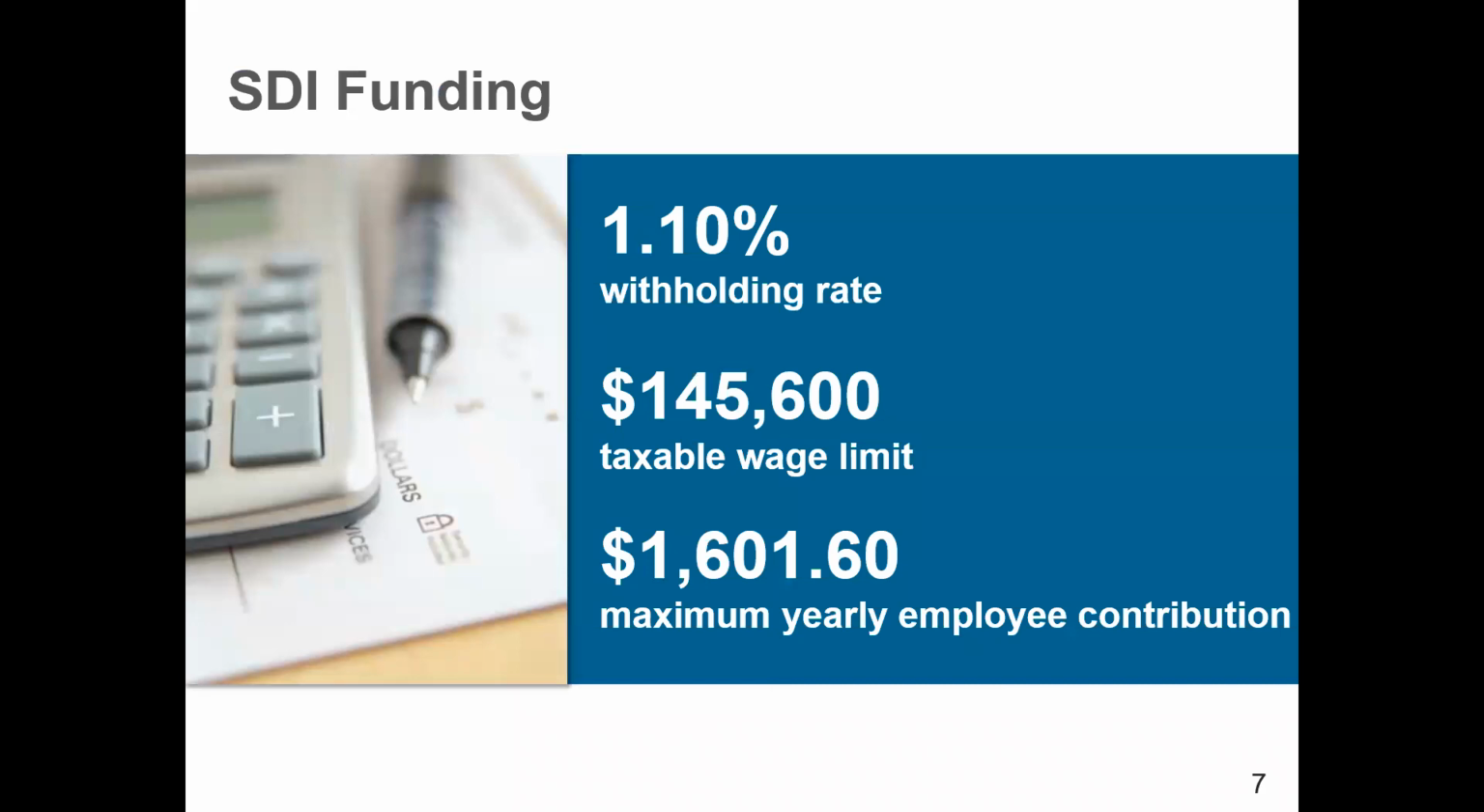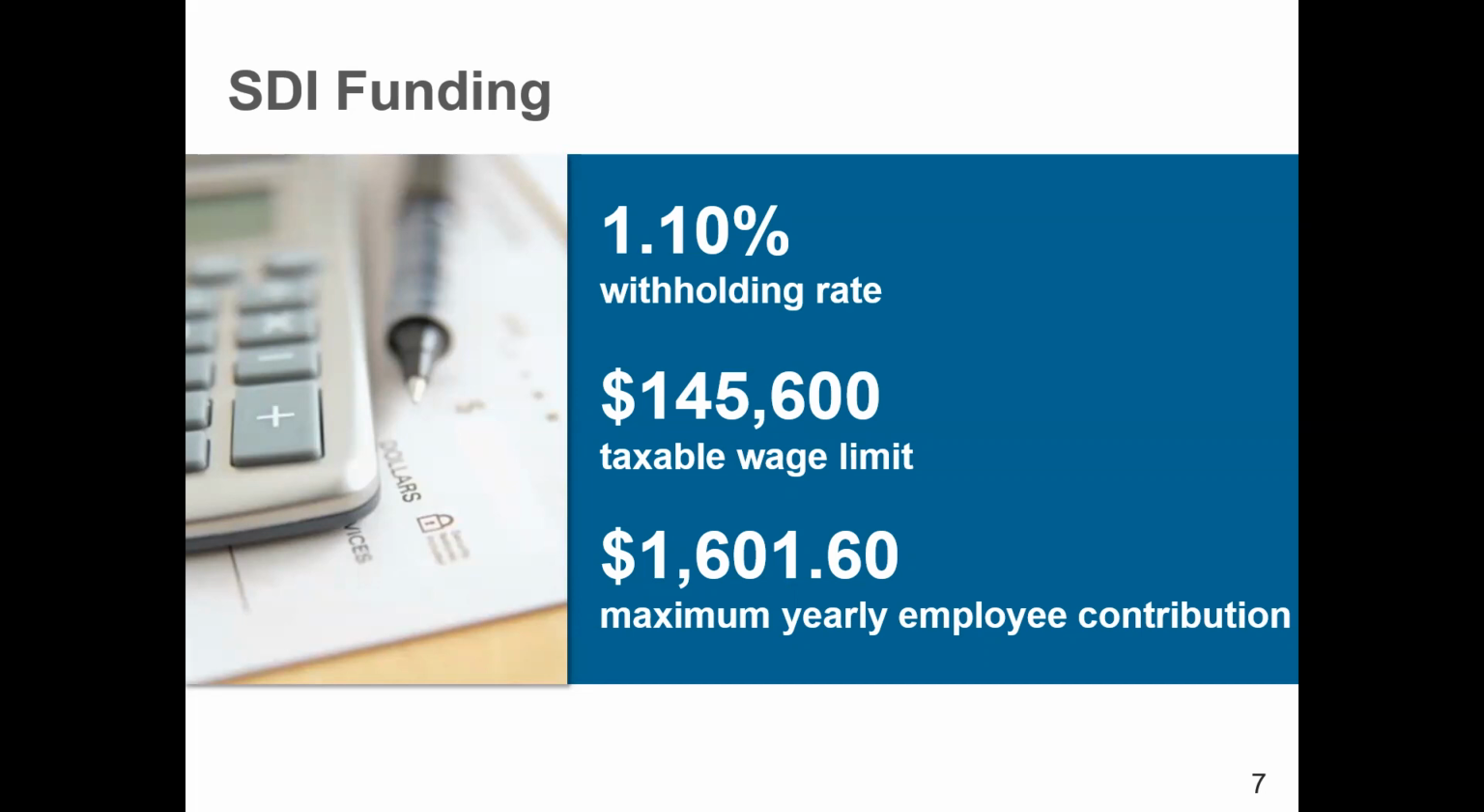So we're going to go into the funding portion. SDI is 100% funded by the California worker, unlike workers' compensation and unemployment insurance, which are provided and funded by you, the employer. SDI funding is withheld via state mandated payroll deductions. On the check stub, you'll see the deduction CASDI. That would be the deduction for our program.